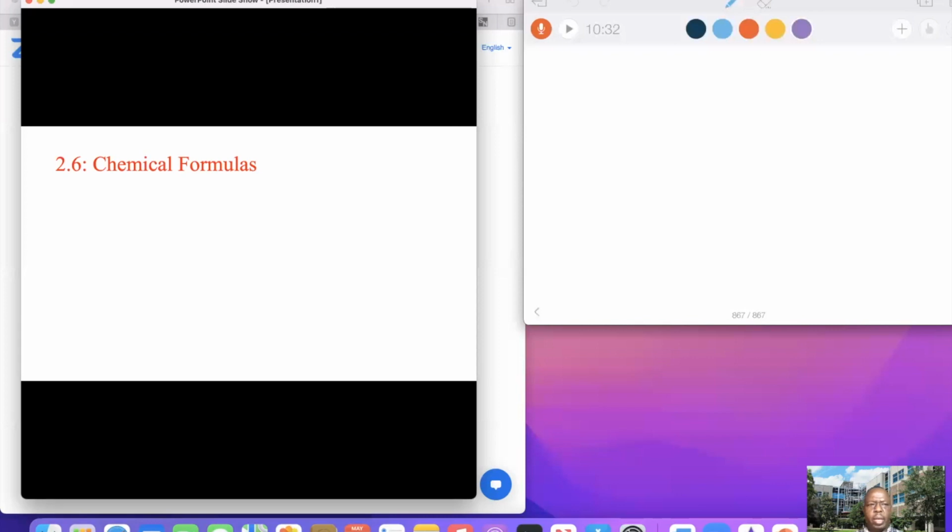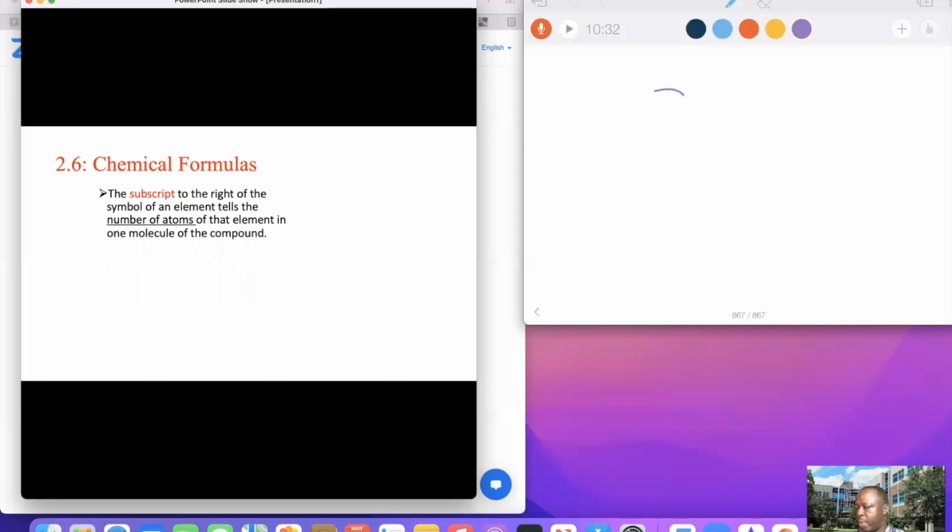You will see in the exam probably: which one of the following is a metalloid? Which one of the following is an alkaline earth metal or not an alkaline earth metal? When I use those terms, you should be able to understand what they mean. Let's move on to section 2.6, chemical formulas. A chemical formula is basically the representation of a compound, and you should know what the subscripts mean.